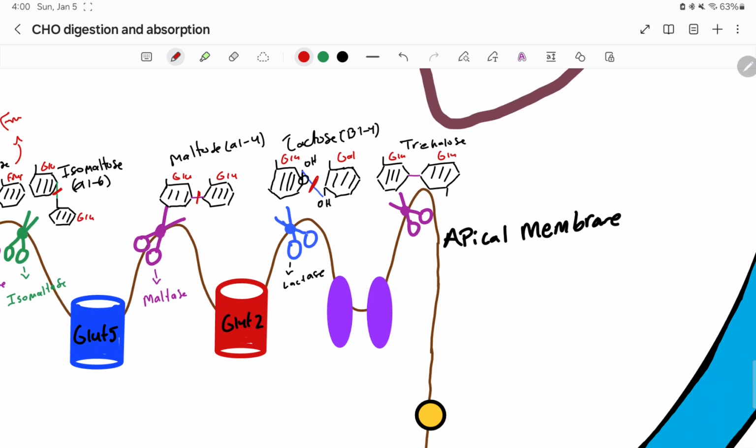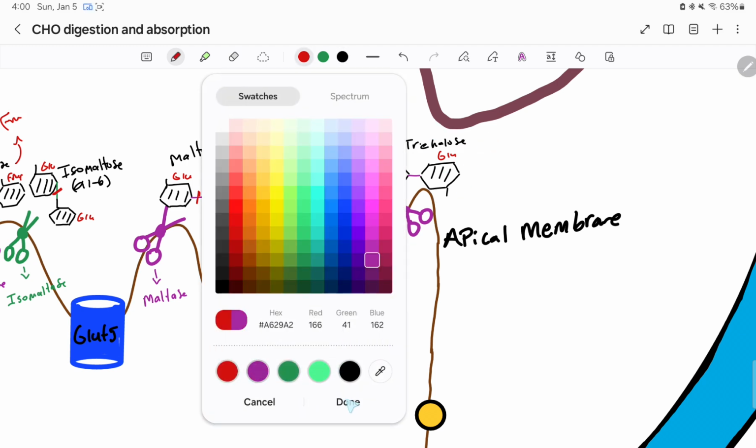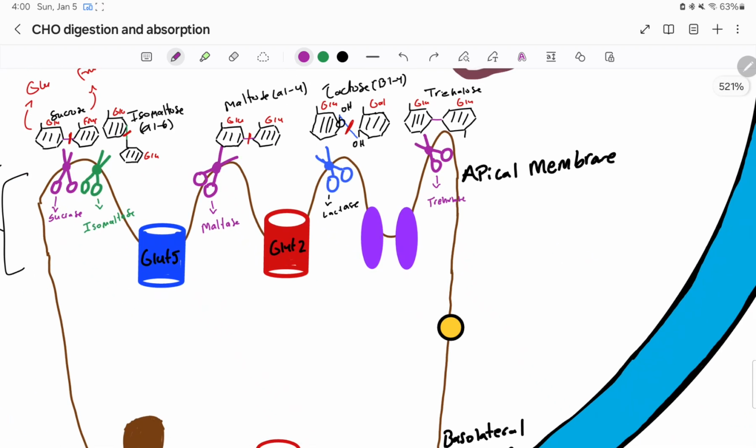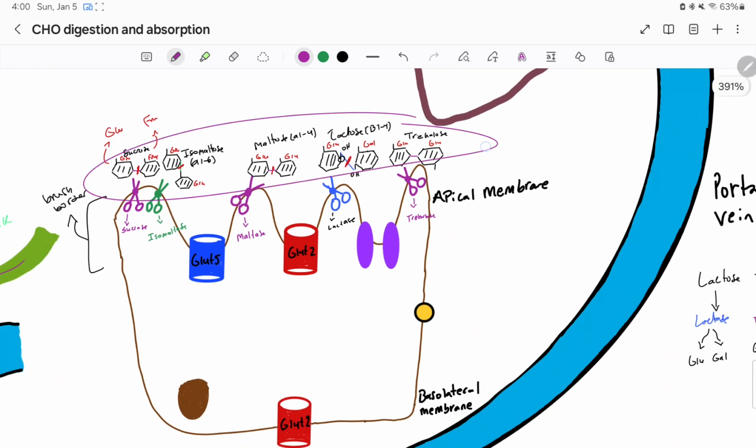All right. Now, finally, we have this other guy, trehalose. This trehalose molecule here is going to be cut by an enzyme called trehalase, which again gives us some glucose and glucose, okay? With lactose, it gave us galactose and glucose, okay? So now we talked about all the enzymes, but how does this stuff get in?